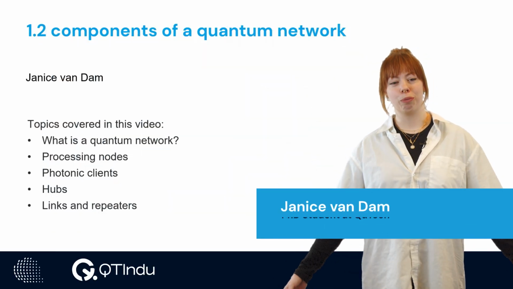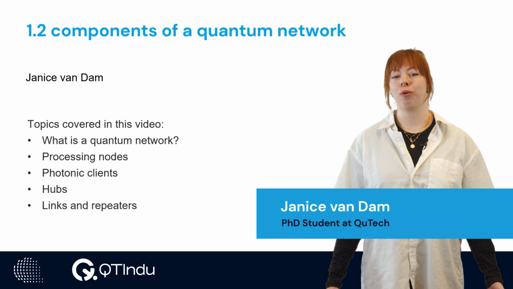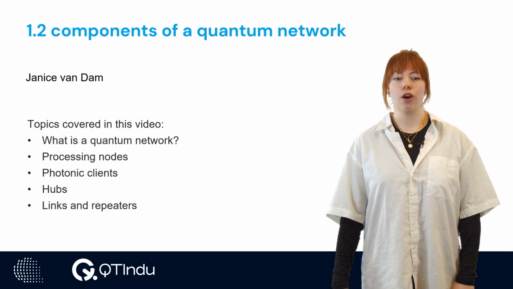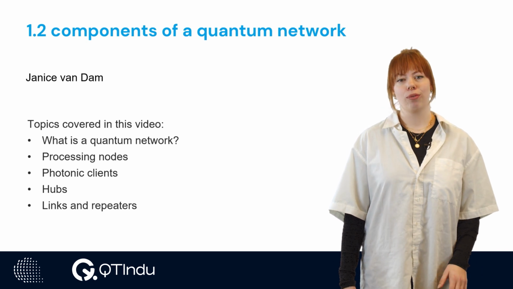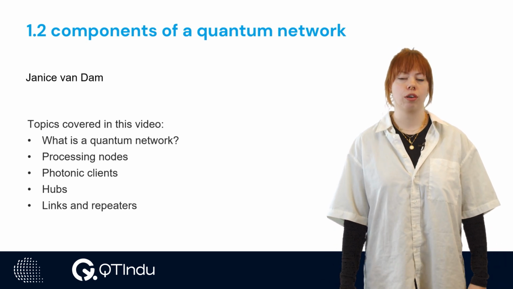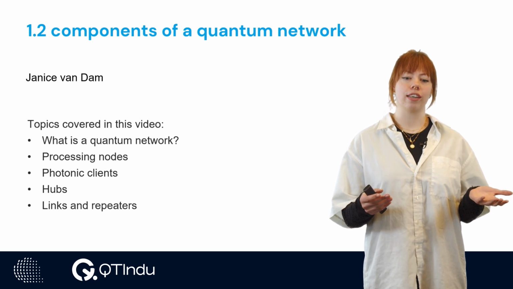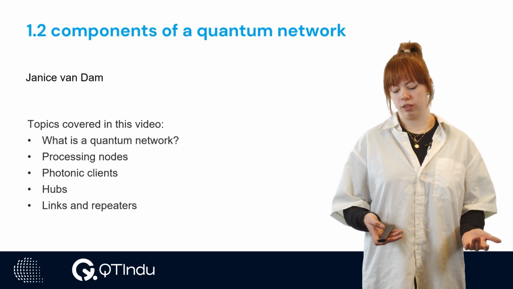Welcome to submodule 1.2. Today we'll be talking about the components of a quantum network. My name is Shanice, and today we'll cover what a quantum network is, as well as the different types of nodes that we distinguish within a quantum network, which are the processing nodes, photonic clients, hubs, links, and repeaters.